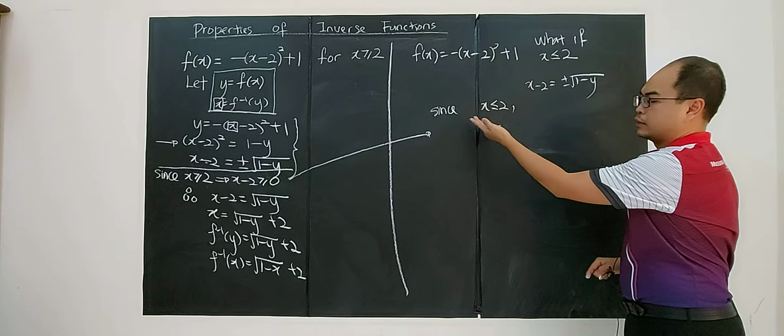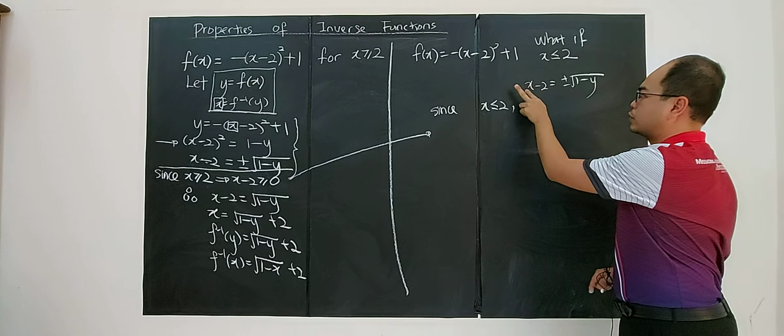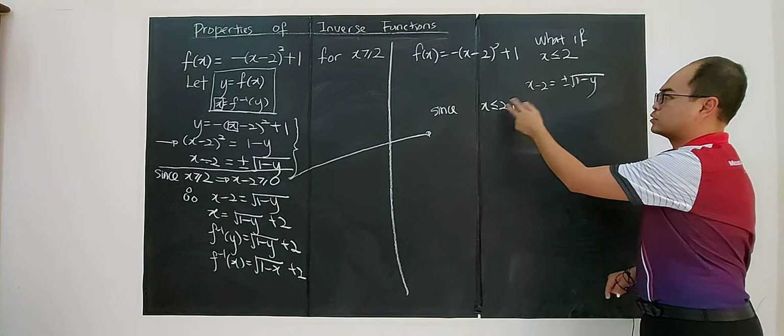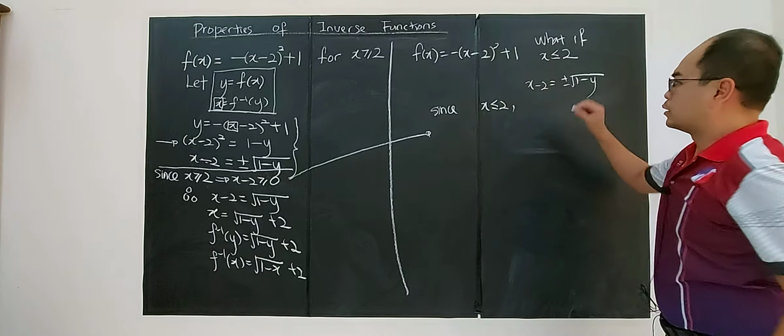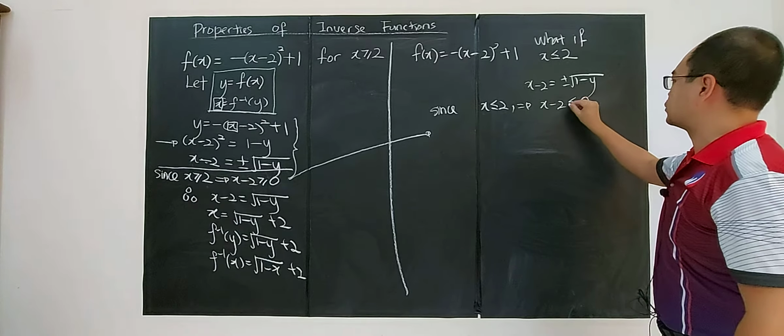What is less than 2? 1, 0, negative 1. If you put 0, you will get a negative number. If you put 1, you will get a negative number. Any number less than 2, you will get a negative number. So this tells you that x minus 2 is something less than 0, negative.